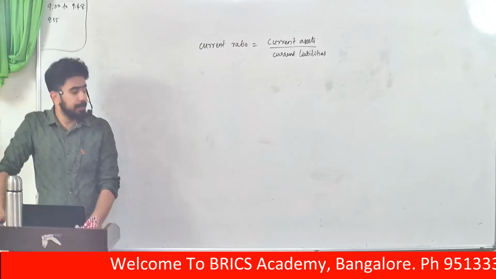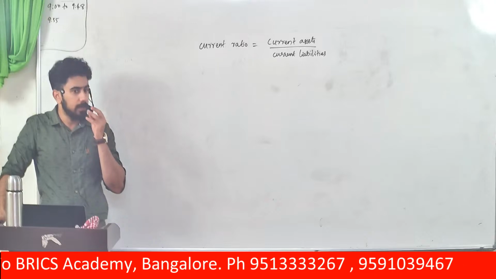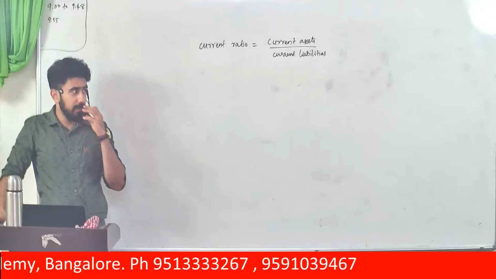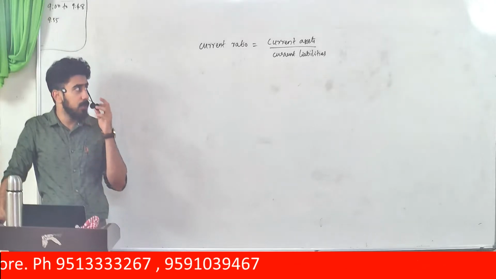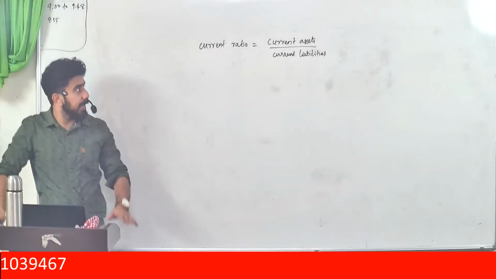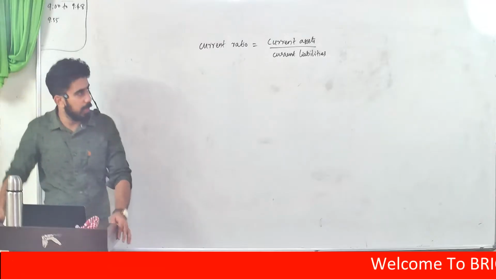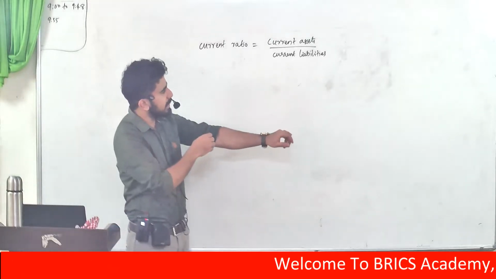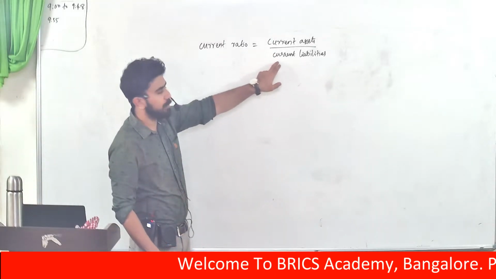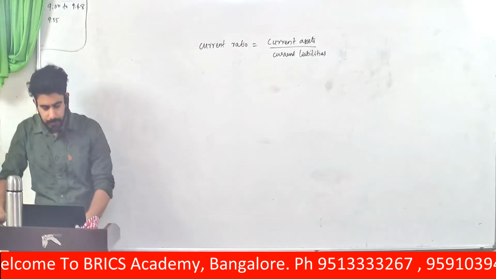Do you want to write the explanation for each ratio? Because there's nothing much in the exam, you just need this only, you don't need anything else. I'll just explain each one. Wherever required you tell me, we'll write, otherwise not required. Okay, here it is basically telling us whether you have enough current assets to meet its current liabilities or not. This is what this formula says.